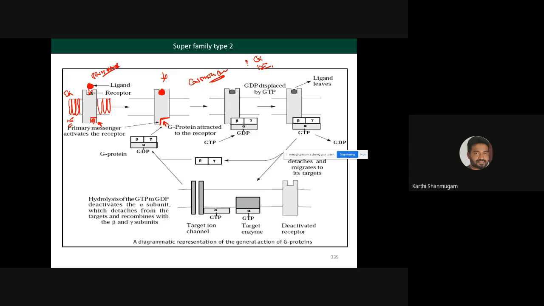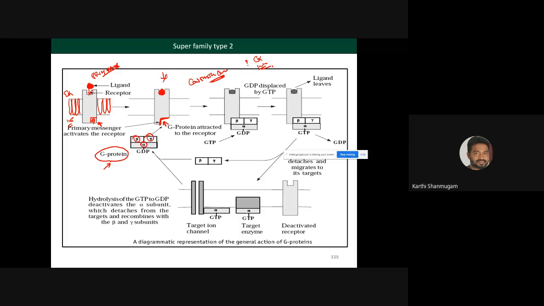The conformational change that takes place in the intracellular region of the cell attracts a small protein molecule which is floating inside the cell called G protein. The G proteins are very small protein molecules. It's not a big protein, it's a very small protein molecule which is made up of 3 subunits: alpha subunit, beta subunit and gamma subunit. Again I repeat, G protein is normally present inside the cell.